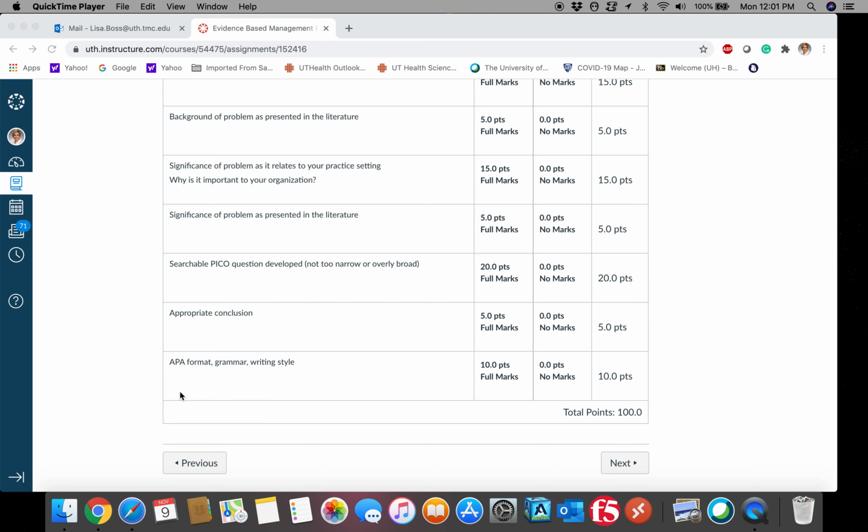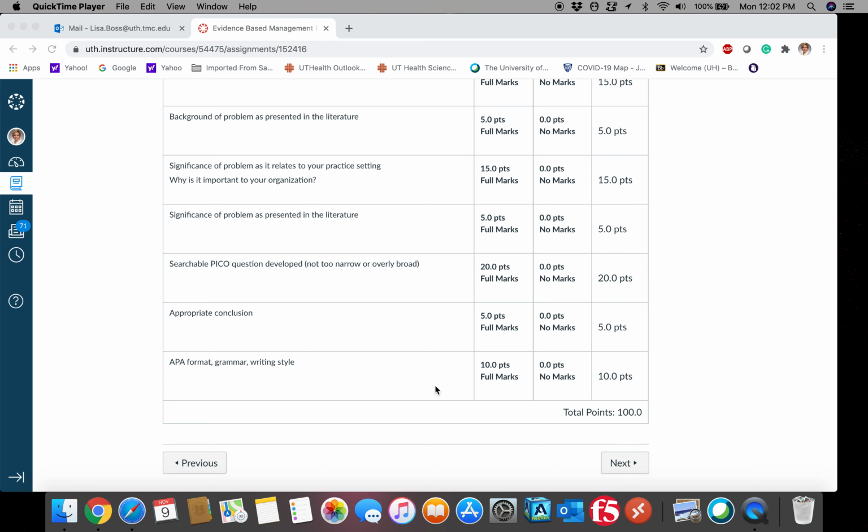And then in terms of APA format, grammar, and writing style, I just want to make it clear that you're in graduate school, and our goal is really to transform your thinking, to help you grow in the way that you think and have a growth mindset so that you can make change and be a better leader moving forward. So the focus of grad school is not for you to focus on APA format, grammar, or writing style.